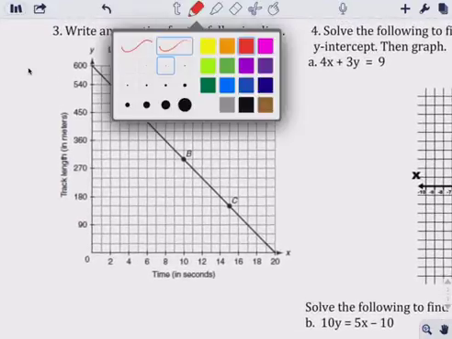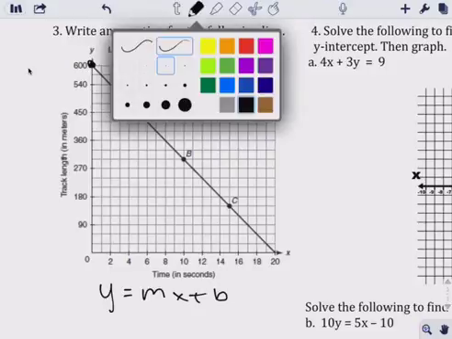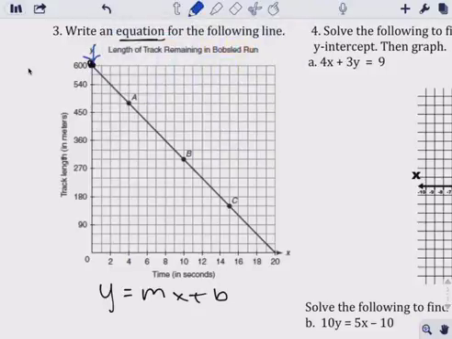Okay, number 3, write an equation for the following line. Okay, y equals mx plus b. We're going to use that one because they have b here. B is 600 right here. So we got b, so we're going to use that formula. M, we can find m here. M equals, let's take your first here.